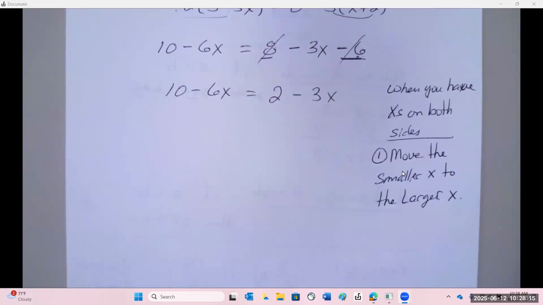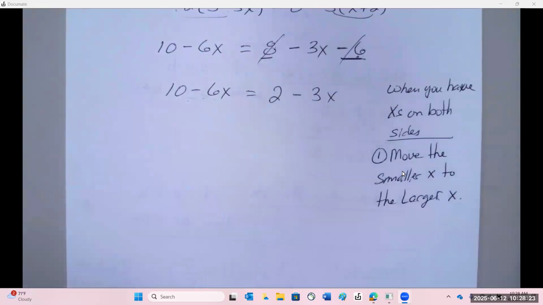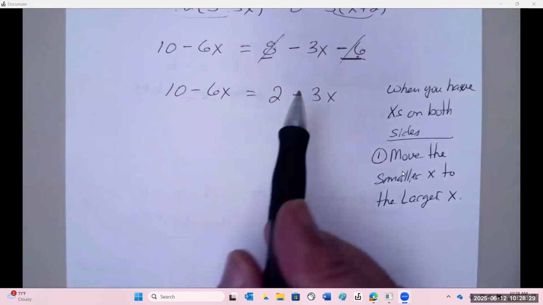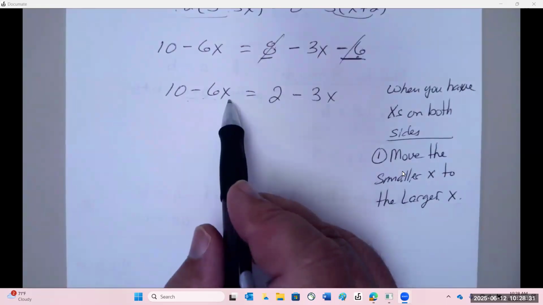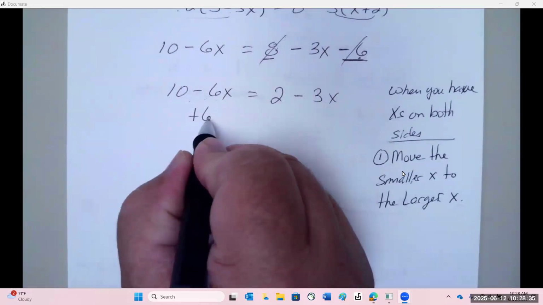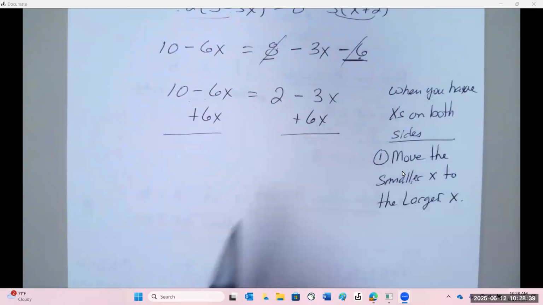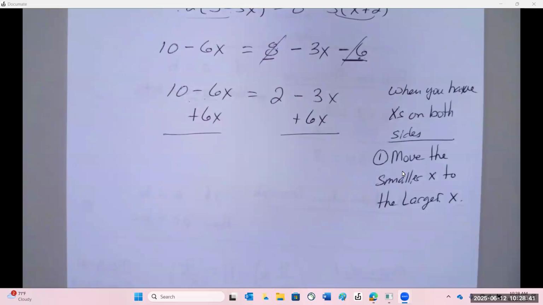Which one's smaller? -6. -6 and -3. Because if you do it this way, your x coefficient will always be positive. If you move the 3 over here, it'll be a negative. So I'm going to move the 6x to the other side. Always move the x's first.